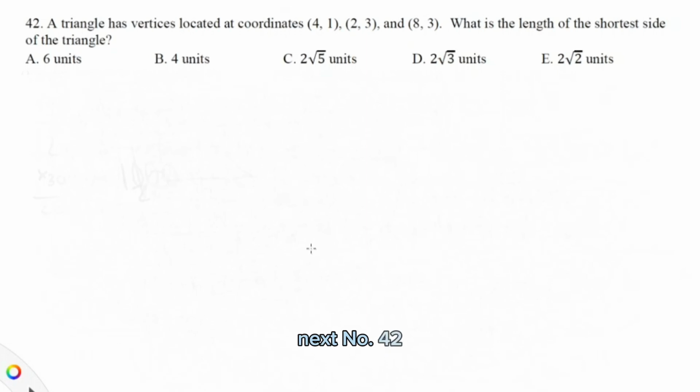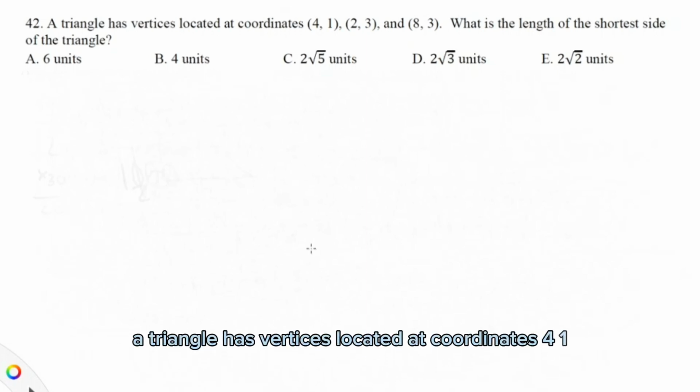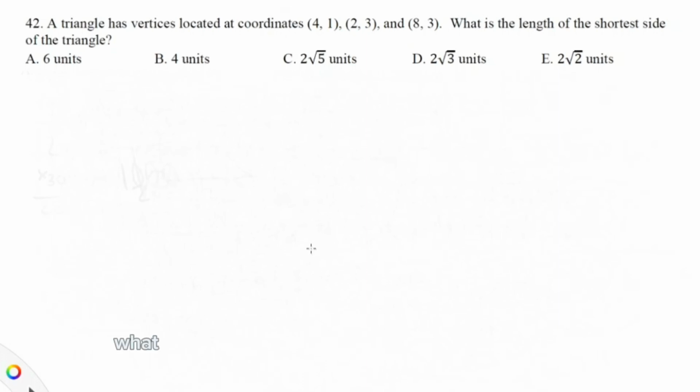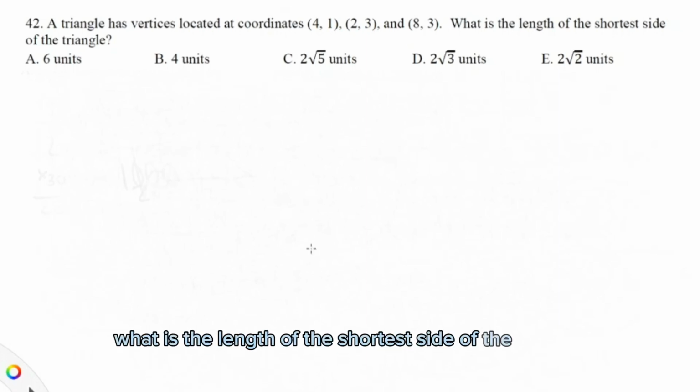Next, number 42. A triangle has vertices located at coordinates (4, 1), (2, 3), and (8, 3). What is the length of the shortest side of the triangle?